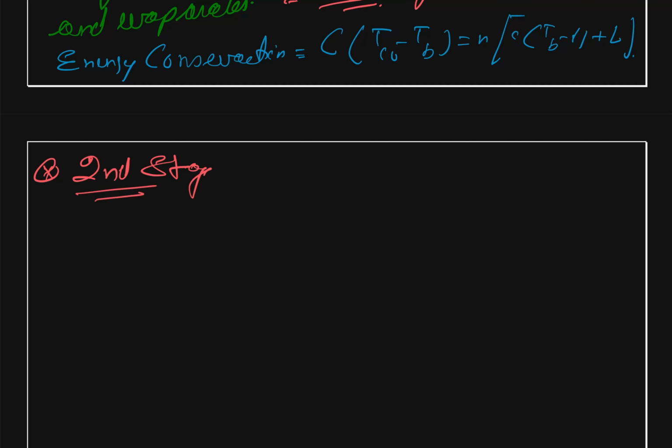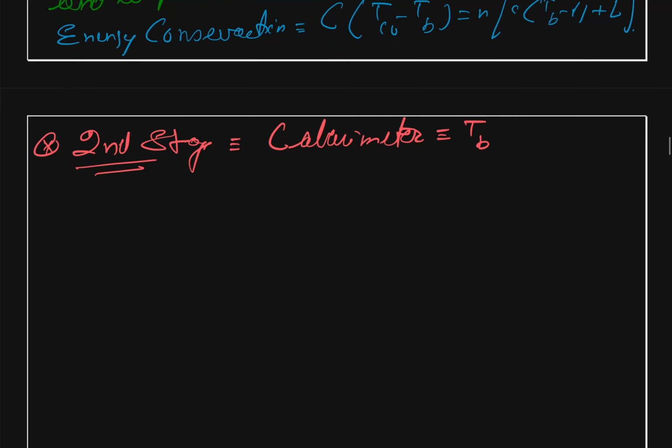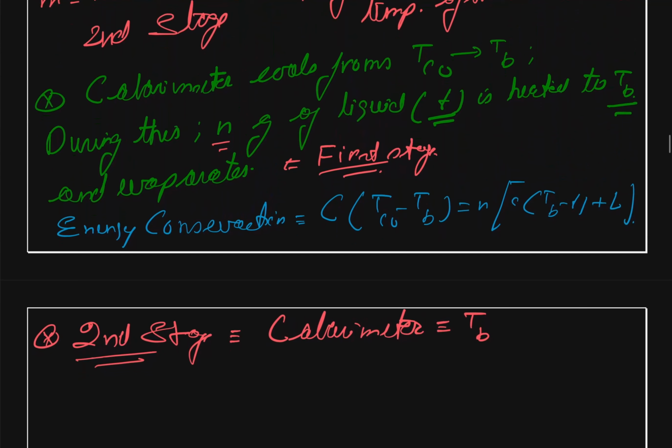And in the second stage, now the temperature of the calorimeter is at Tb. So we can say at the second stage, the calorimeter is at a temperature of Tb. Now we are adding an additional m mass, which is at a temperature of T, because it is the same liquid. So the initial temperature of the liquid is always T.